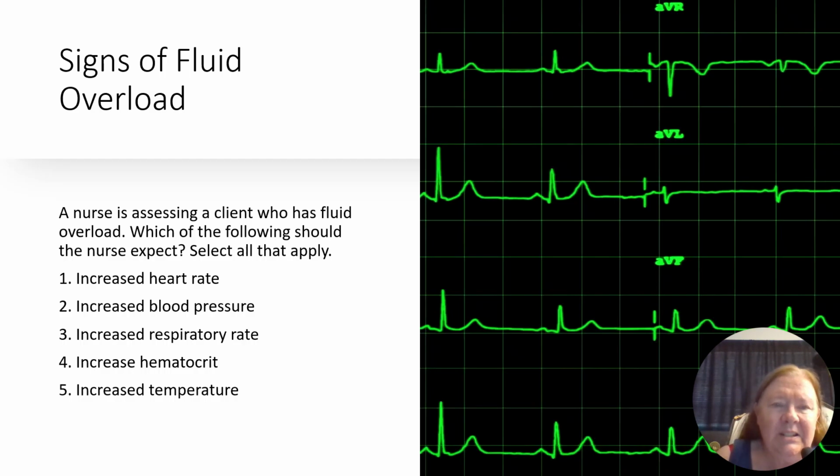So don't forget, select all that apply means that it can be number 1, 2, 3, 4. It can be 3 of them, 2 of them, 1 of them, all of them. So you really have to know signs and symptoms of fluid overload. Okay, fluid and electrolytes is a difficult concept for a lot of students. So I'll give you a second to look over these answer choices and pick which ones you think it might be.